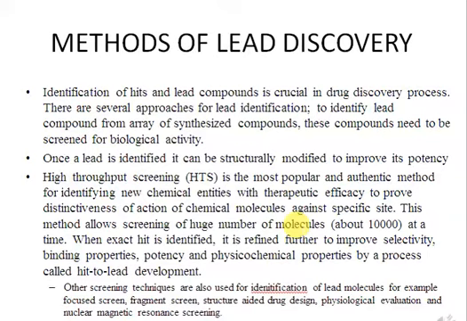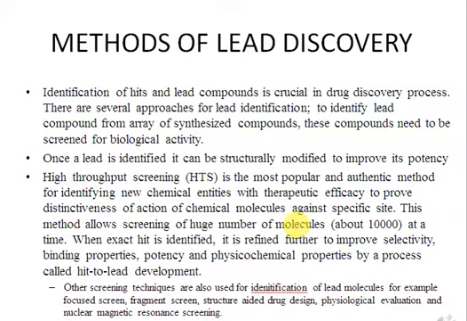So the lead will have the advantage of improved selectivity, improved binding properties, improved potency, improved physicochemical properties. And this process by which we refine the hit to get a lead, this is called hit to lead development.